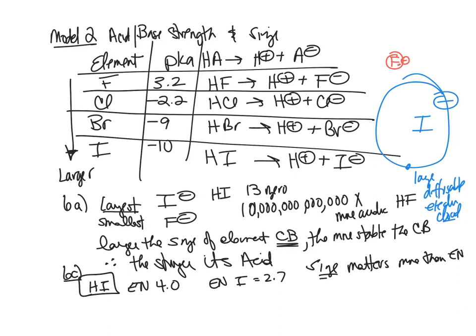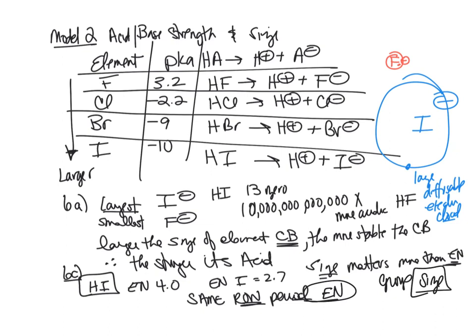Electronegativity is going to help if you're comparing the same size. The only time electronegativity really matters is if you're comparing the same row or period. That's when you use electronegativity as your deciding factor. When you're going down a group in the periodic table, you need to be looking at the size of the conjugate base.